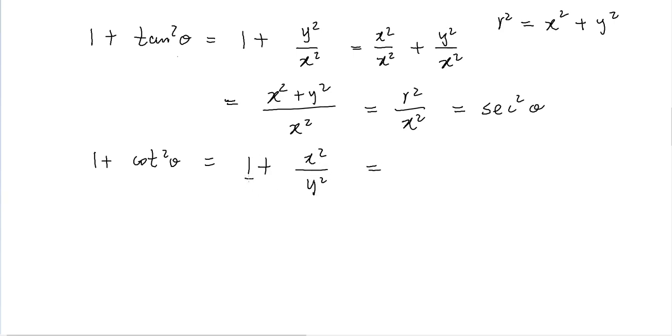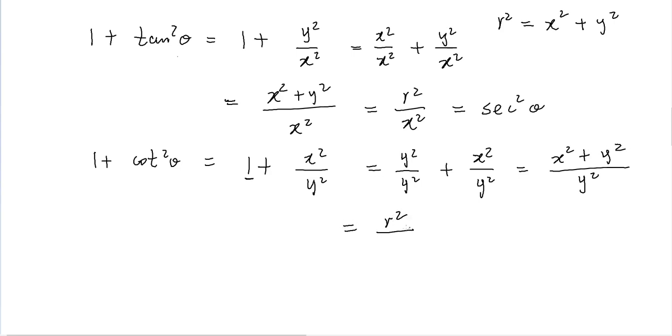And to get a common denominator, I'm going to replace 1 by y squared over y squared, plus x squared over y squared. Since we have a common denominator y squared, you can add the numerators x squared plus y squared. Now, of course, x squared plus y squared, we just learned, is r squared, over y squared. r over y is nothing but cosecant theta. So it's cosecant theta squared. That's the third Pythagorean identity.